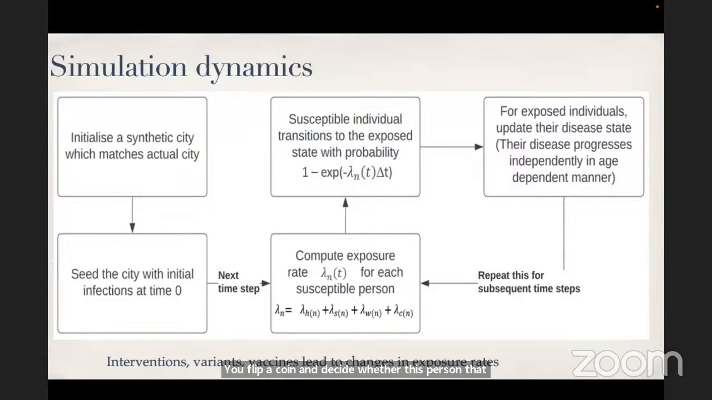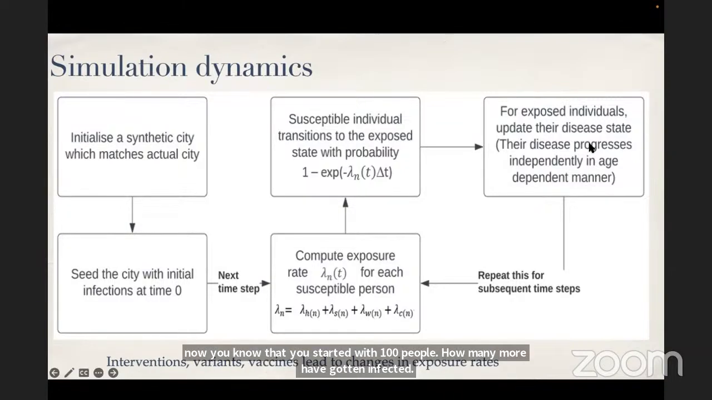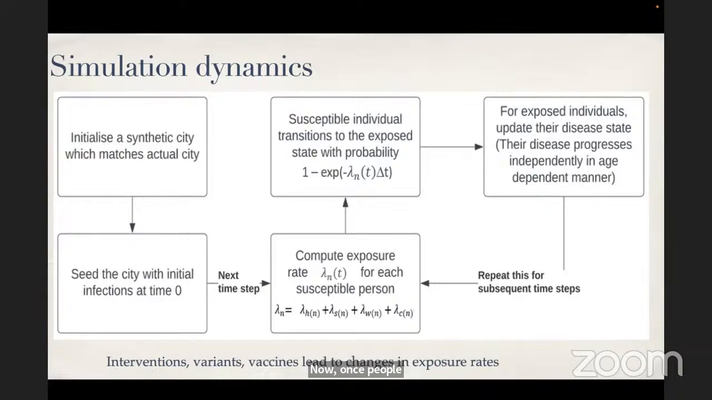And you do this for all the 13 million people. So now you know that you started with 100 people. How many more have gotten infected? Now, once some people have got infected, what happens is first they just get exposed to the disease. They're not immediately becoming symptomatic. They're just exposed to it, and they may not even be transmitting very much at this stage.